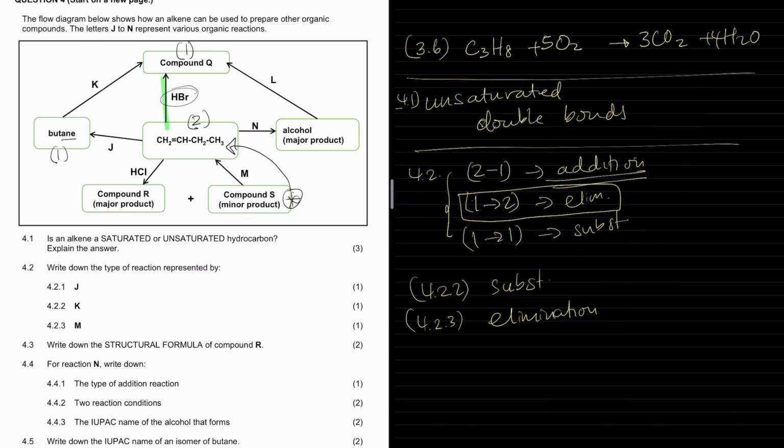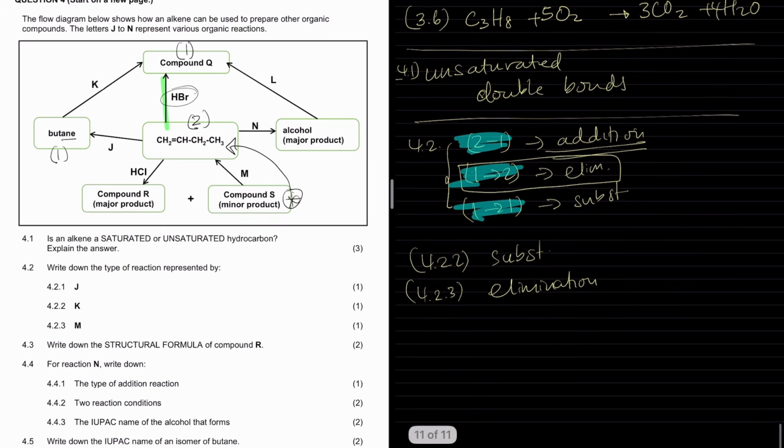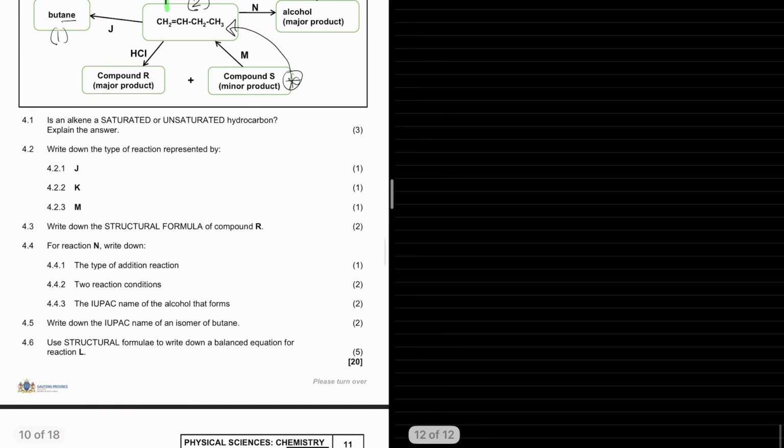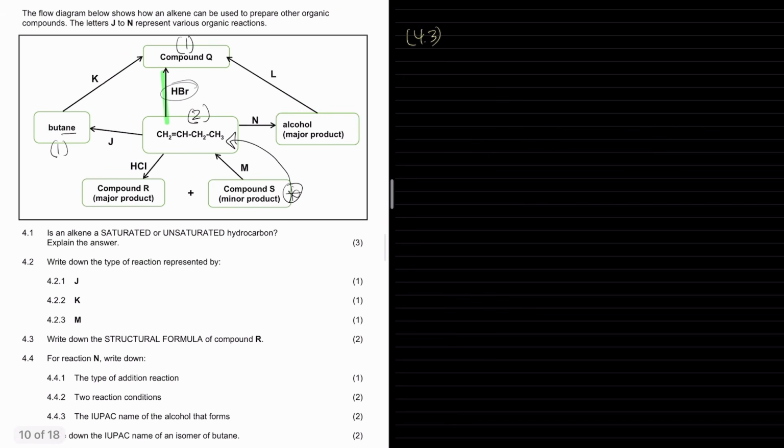So we don't even have to know that much detail about the reactions. We just remember the important bits, which are 2 to 1, 1 to 2, and then 1 to 1. And then you can figure out the type of reaction. 4.3, write down the structural formula of compound R. So they want us to draw. So compound R is this compound here.